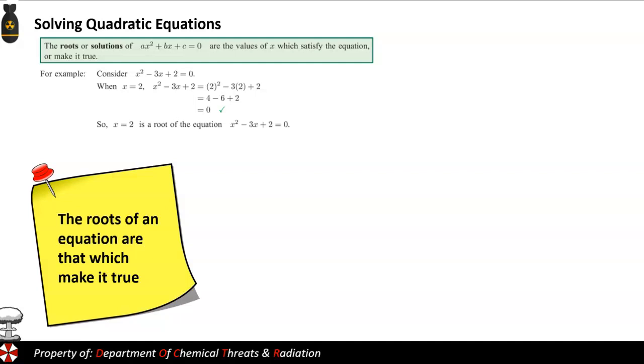So what are they? The roots or the solutions to a quadratic equation are the values that x can have which satisfies the equation or makes it true. So very similar to what we saw in linear equations. We said, what are the solutions to it? It's saying, what values make it true, make it work.